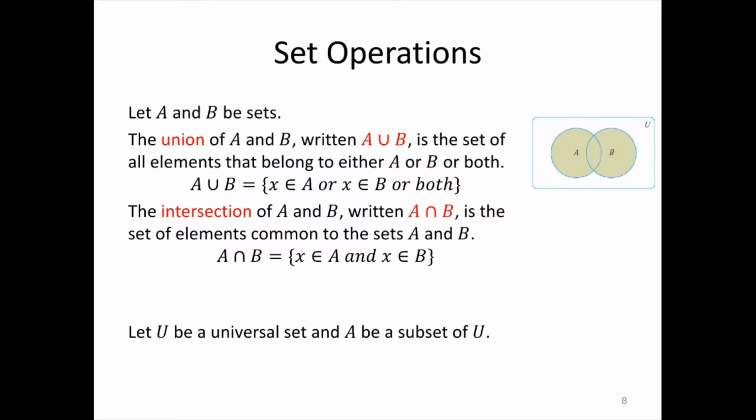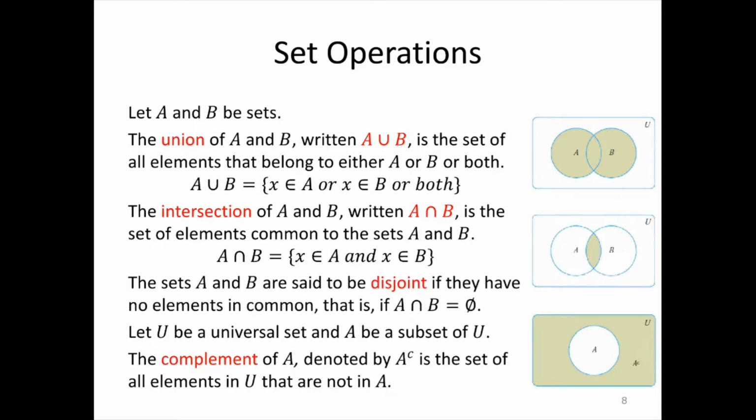The second operation is intersection, written with this notation, and this is the set of elements common to the sets A and B. So it has to be in both sets A and B. The Venn diagram is this one, so it is inside both. The elements are in both sets A and B. And if the intersection between A and B is an empty set, then we can say that A and B are disjoint.